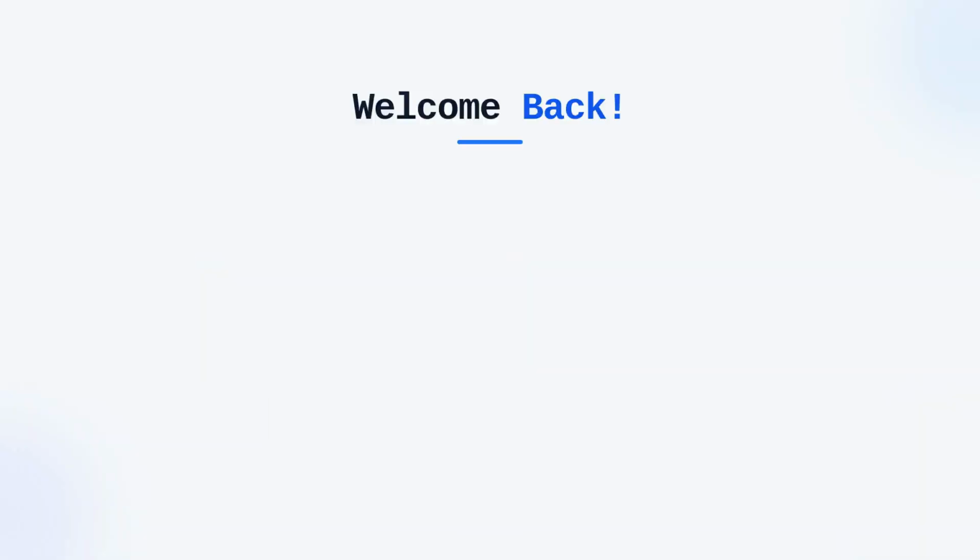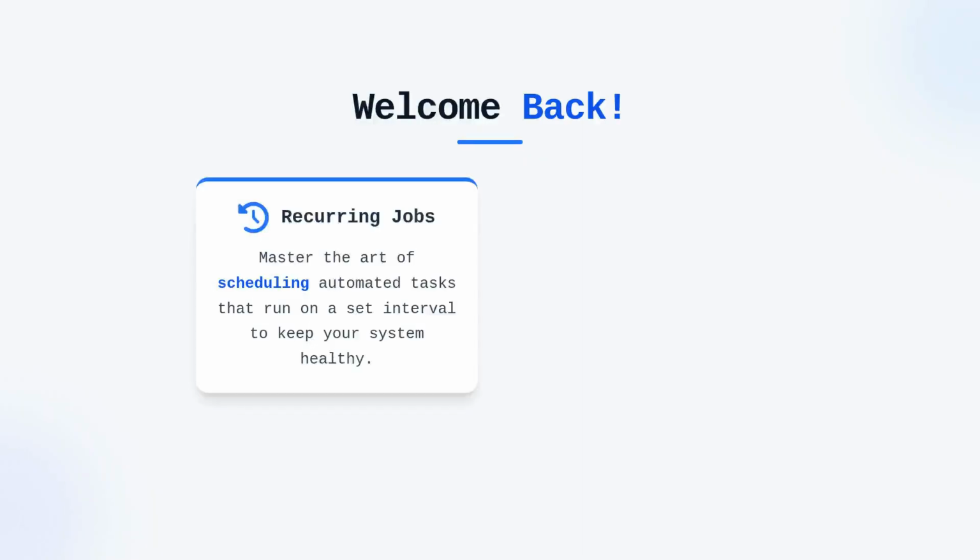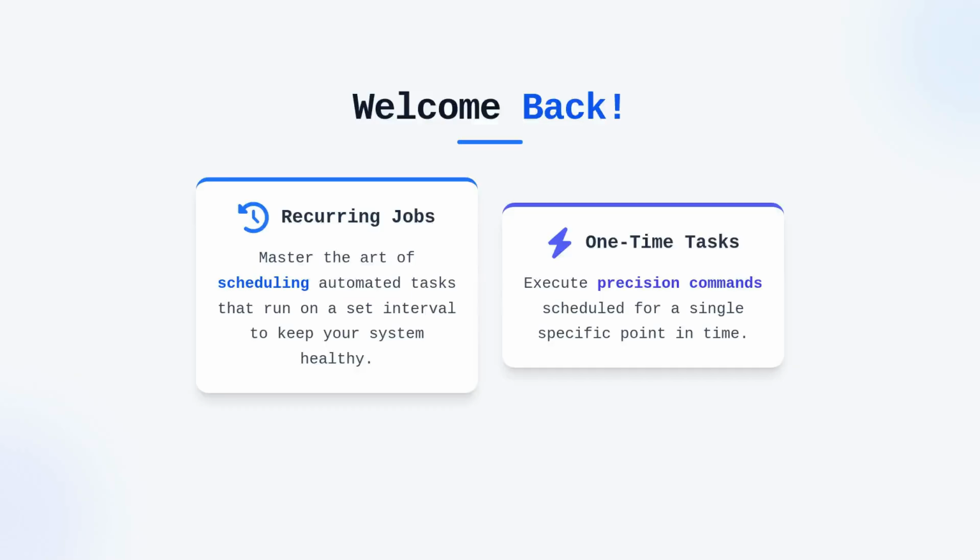Welcome back. In this chapter, we will explore the essential tools for automating system tasks, specifically focusing on how to schedule recurring jobs and execute one-time commands to maintain a Linux system.